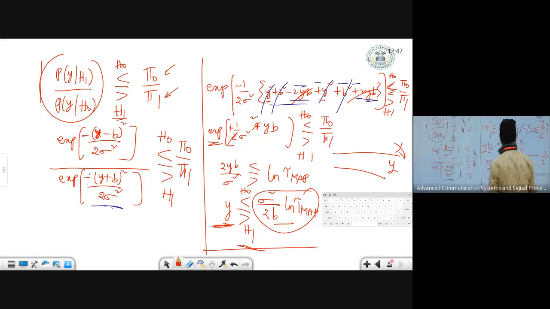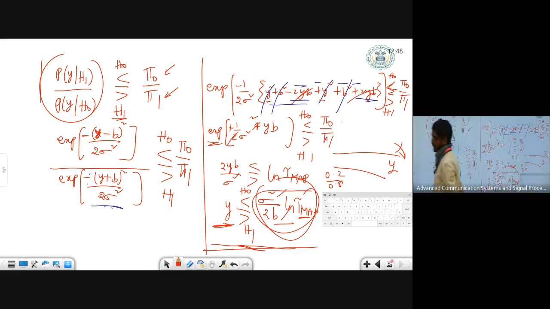If you would like to substitute the values, tau MAP equals 0.8, pi naught is 0.2. 0.2 divided by 0.8 means 1 by 4, which is 0.25. Take the natural logarithm of 0.25, and if you have any values of this you can check it out. Because sigma square is constant, obtained from the noise characteristics, and b is also constant, obtained from the source information, you are going to transmit the symbols plus b and minus b. This is the way you are going to do it.